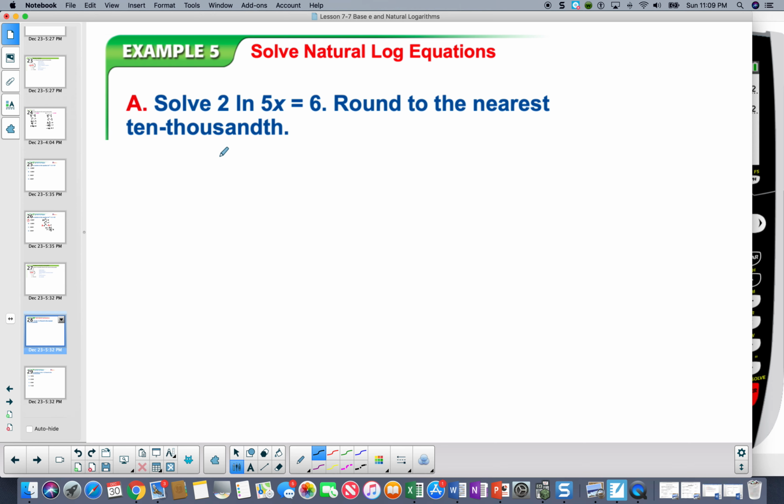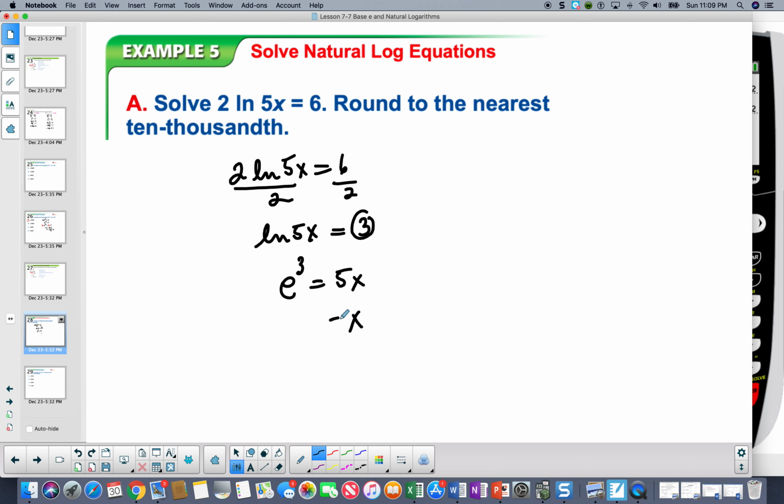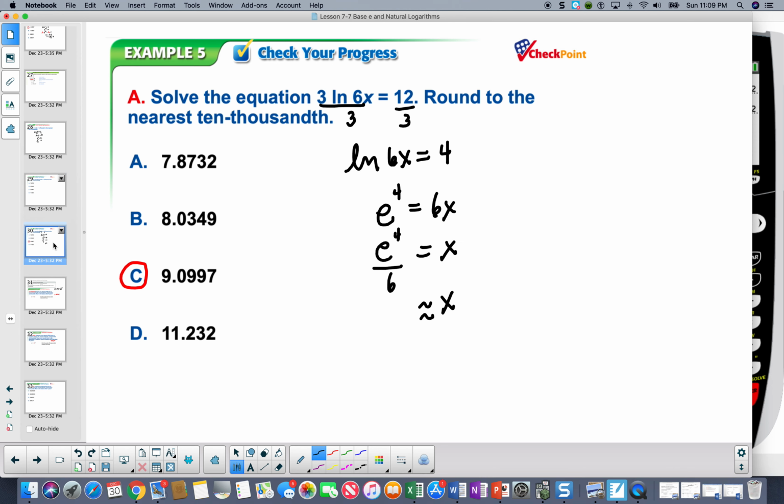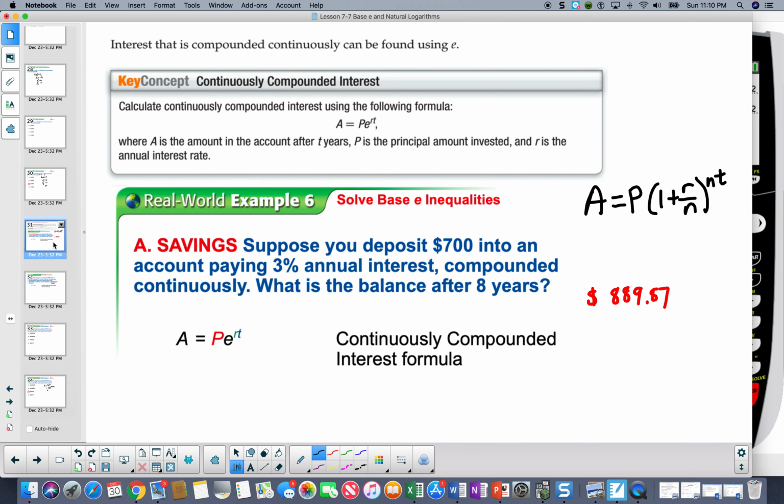Alright, so I'm going to do this problem. I'm going to do 2 natural log of 5x is equal to 6. I'm going to divide both sides by 2, so I have the natural log of 5x is equal to 3. I'm going to convert that to an exponential, e, and here's my exponent, 3 is equal to 5x. Then x will be equal to e to the third divided by 5. And I'll let you go ahead and put that in the calculator. Pause to do the problem. And here's the answer.